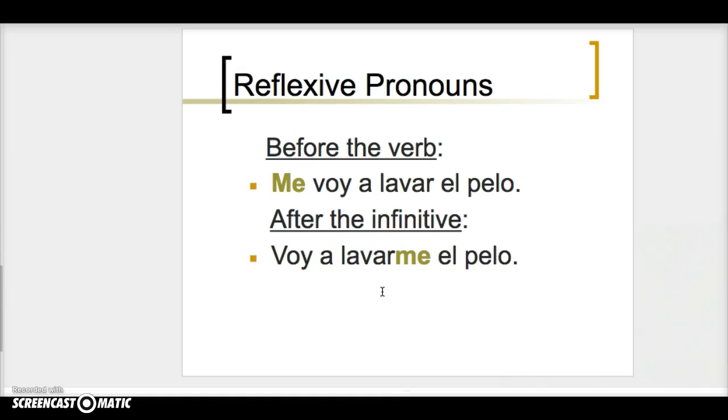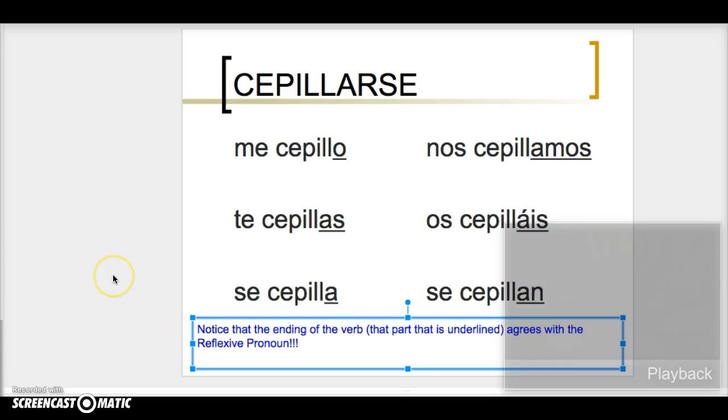These answers, before the verb and after the infinitive, are both correct. Okay, but you do need to familiarize yourself with the fact that you can place them in two different spots. Let's do a few more verbs. Okay, so here we have cepillarse.